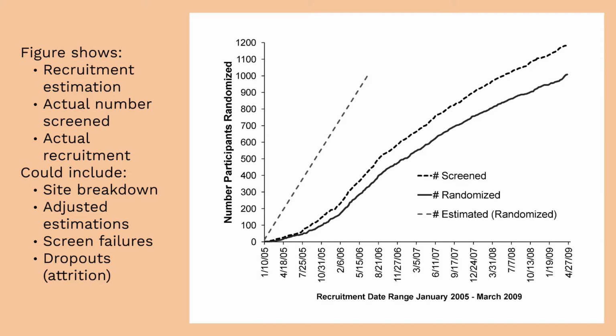So there are many different ways. This is a very simplistic view, but it does give you an idea of the rate of screening, the rate of randomization or accrual, the rate of retention, and you could actually add in here the rate of attrition.